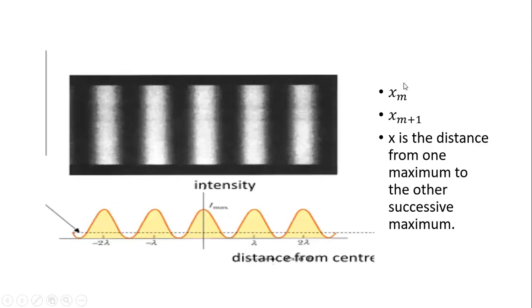Okay. We have considered xm plus 1. X is the distance from one maximum to the other successive maximum. That means from this maximum to that maximum, or from this maximum to that maximum. That's your value of x. Just imagine there's a lot of bright bands. If we call this one xm, then the next one will be xm plus 1.